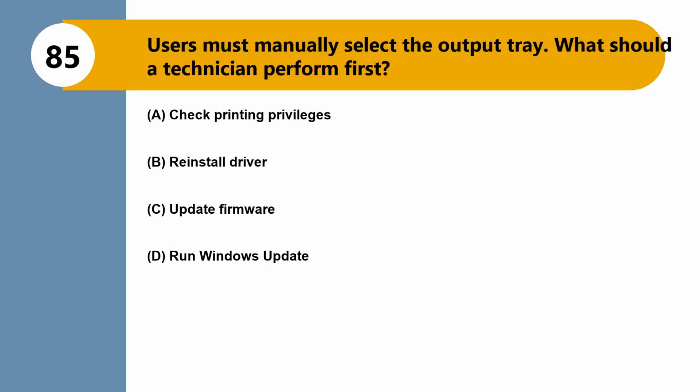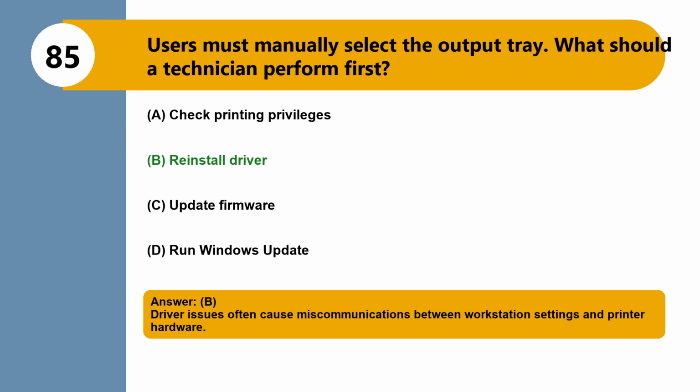Question 85. Users must manually select the output tray. What should a technician perform first? Option A, check printing privileges. Option B, reinstall driver. Option C, update firmware. Option D, run Windows Update. The correct answer is option B, reinstall driver. Driver issues often cause miscommunications between workstation settings and printer hardware.